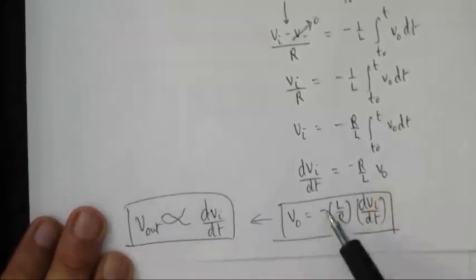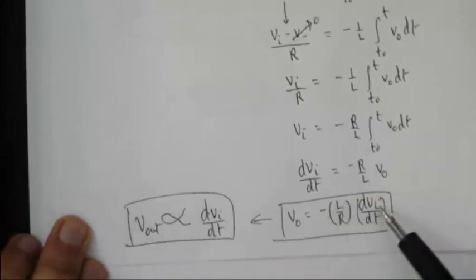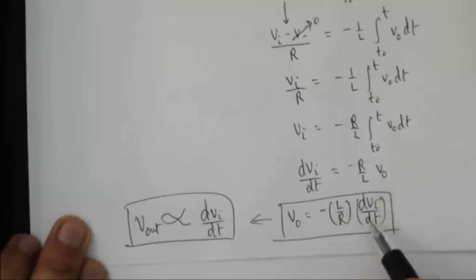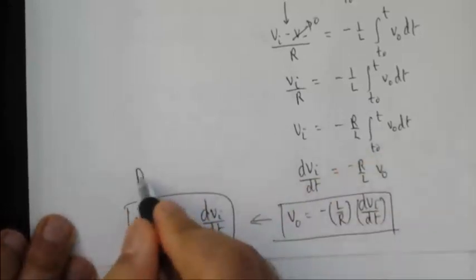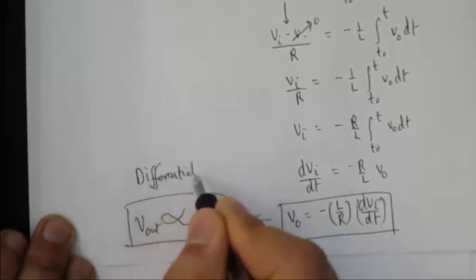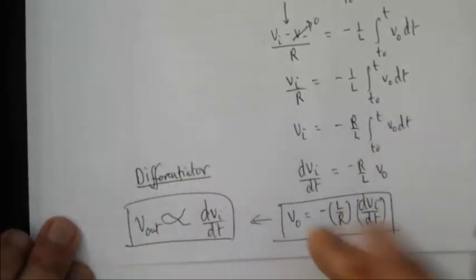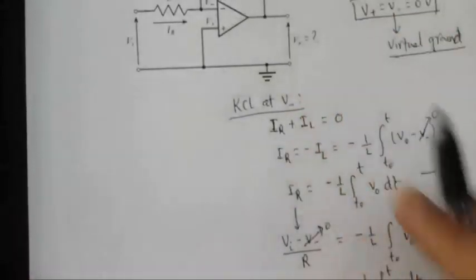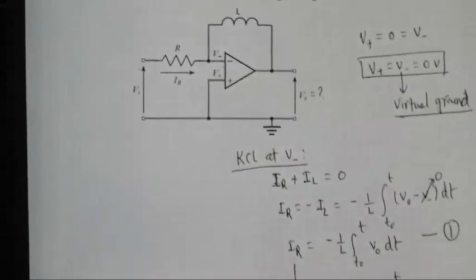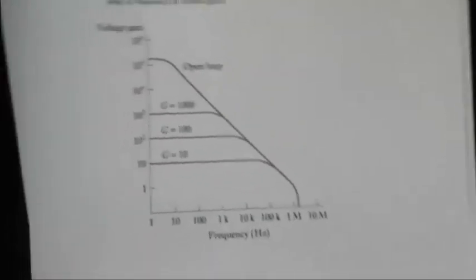Since you can clearly see, the output is some factor, negative simply means inverting, times the derivative of the input signal. So it's nothing, it's just a differentiator. If you want to differentiate the input signal, then you connect the circuit like that. You can see op amps can do a lot of functions, mathematical functions as well. Okay, let's move on.